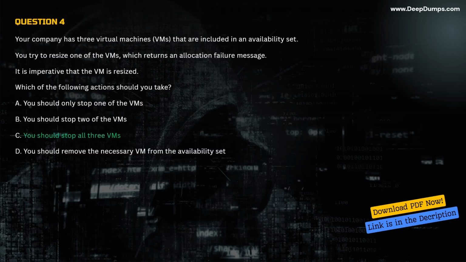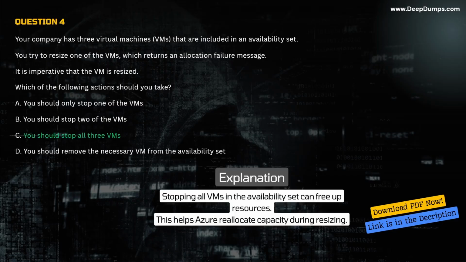Correct answer is C. Explanation. Stopping all VMs in the availability set can free up resources. This helps Azure reallocate capacity during resizing.